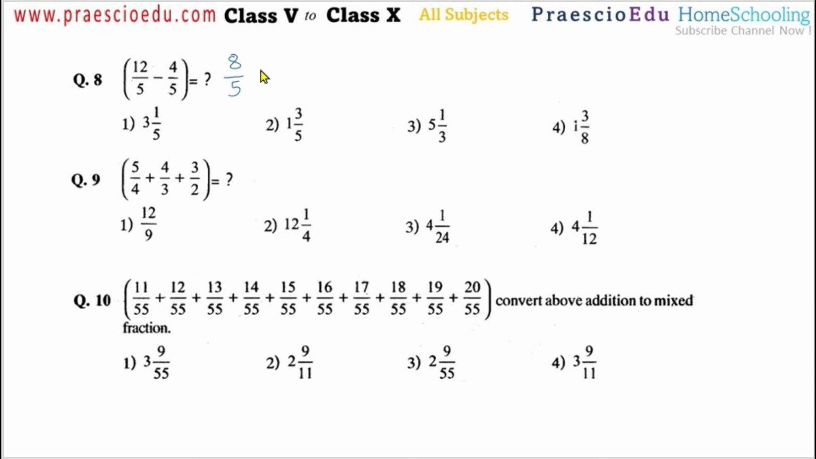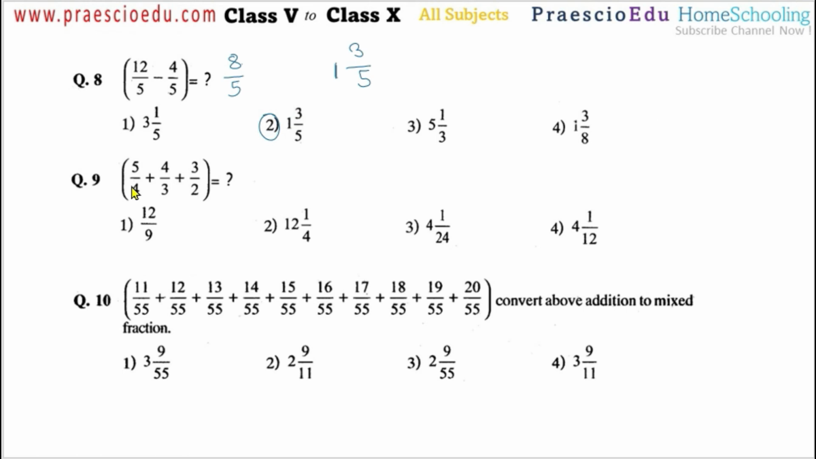So this is improper, but in the options mixed fractions are given. So directly we will make the division also. So 5 ones are 5, so this is 1 and then the remainder will be 3. So 3 here as a remainder. Now this is the numerator, and 5 in the denominator same as it is. So 1 whole number and 3 upon 5. So this is given in option number 2.